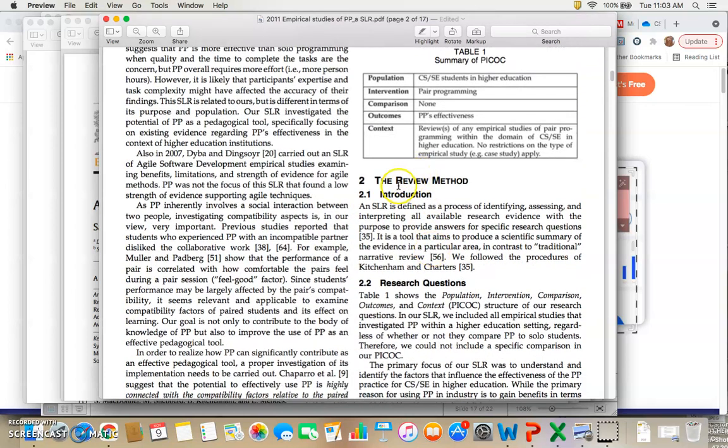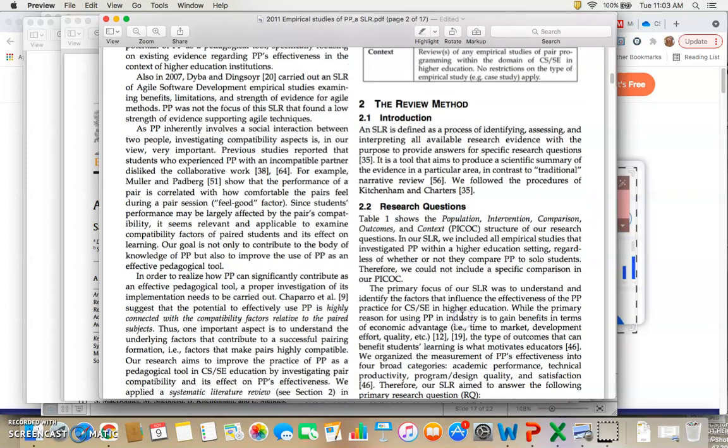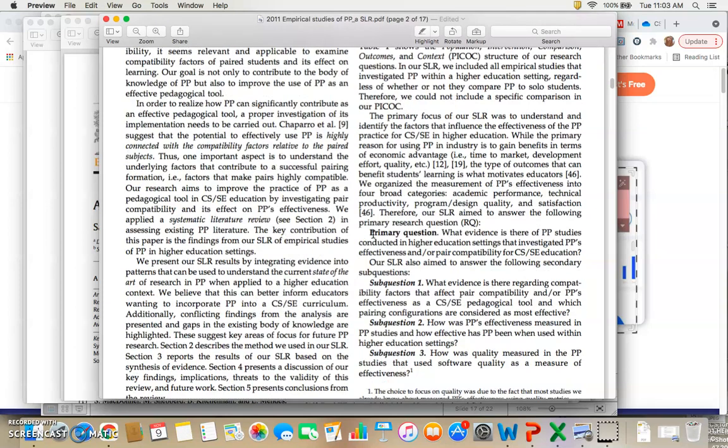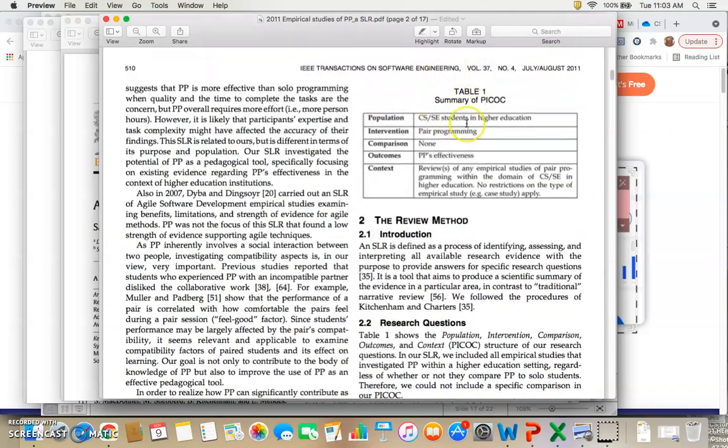Under the review method, this is very brief, where I have described the method that I used. For SLR, we followed the procedures of Kitchenham and the research questions. I have a PICOC here, Population, Intervention, Comparison, Outcomes and Context. This is the PICOC table that I referred to when I formulated the research questions.